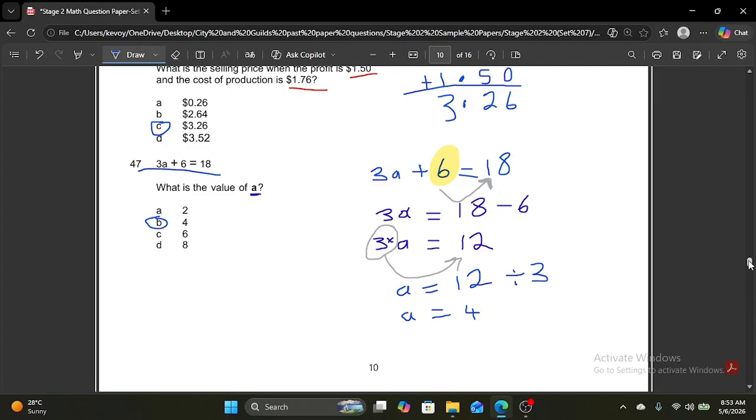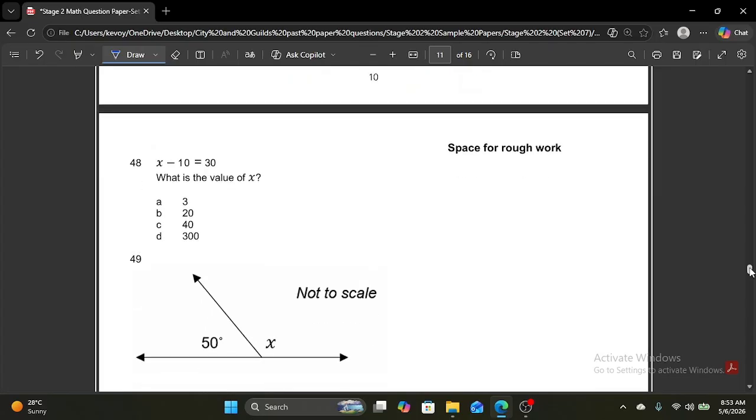Alright, moving right along, we have another linear equation. So this one is pretty straightforward. If x minus 10 is equal to 30, what is x? Well, x is pretty straightforward. So 40 minus 10 is equal to 30.